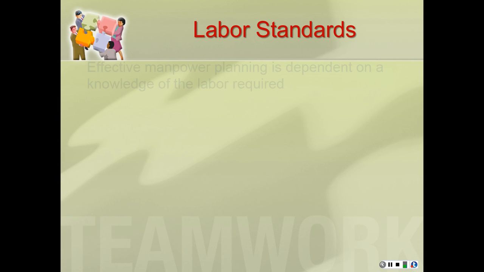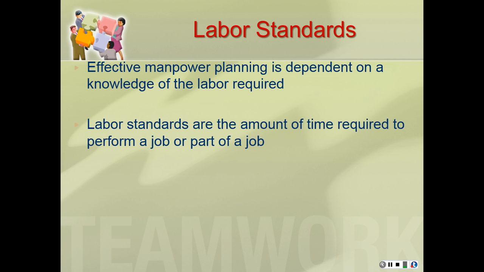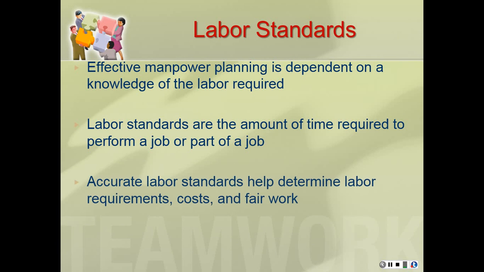Labor standards come in a lot of different ways. Effective manpower planning is dependent on a knowledge of the labor required. Labor standards are the amount of time it takes to perform that task in the job. And accurate labor standards help determine your labor requirements, costs, and fair work for employees, so that when you're designing a job, you look at it and you go, this should take 3 people 35 minutes to produce one part without really killing themselves to do so, but at the same time without slacking.